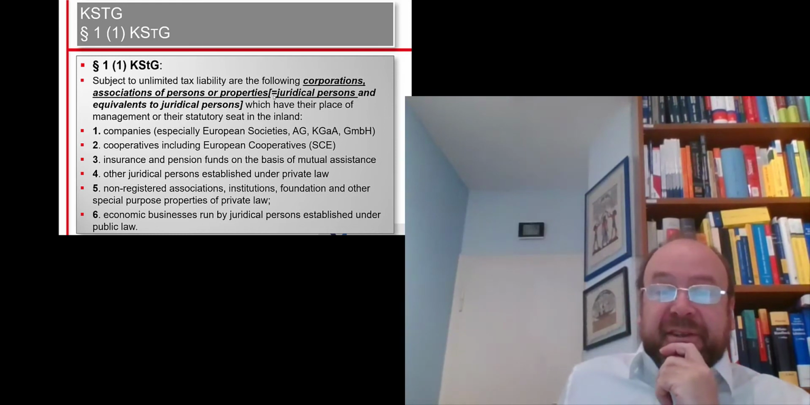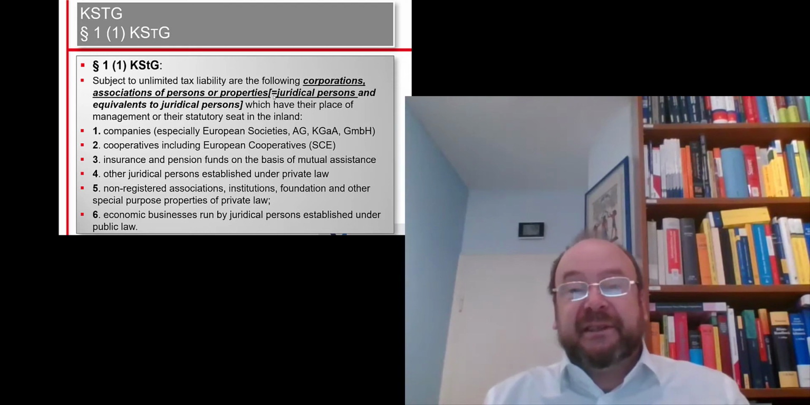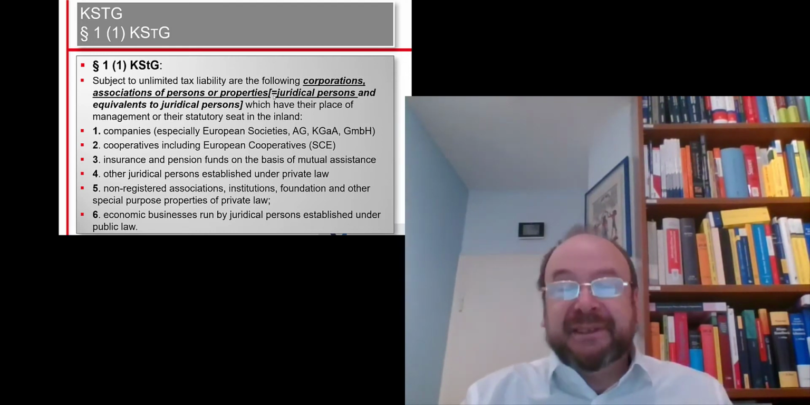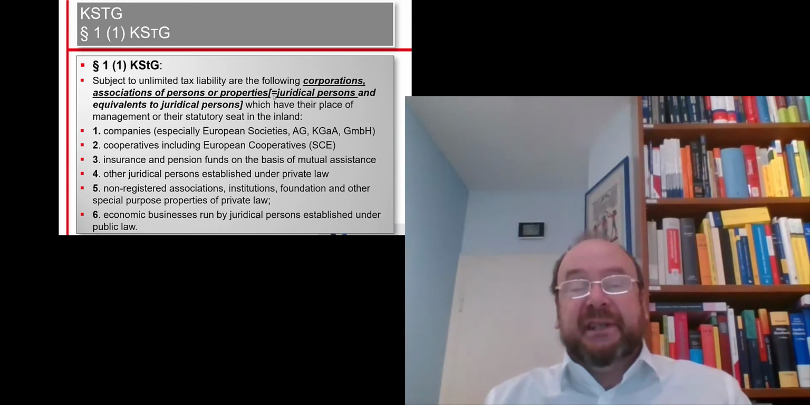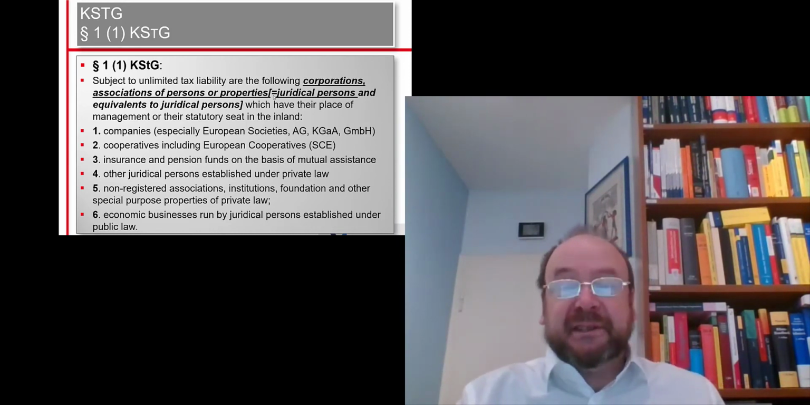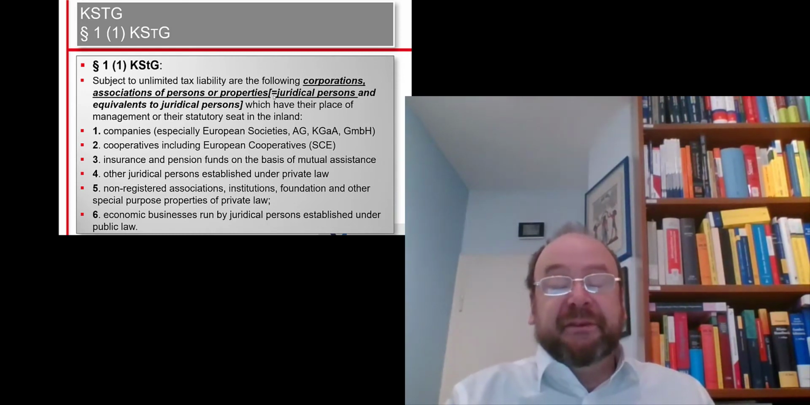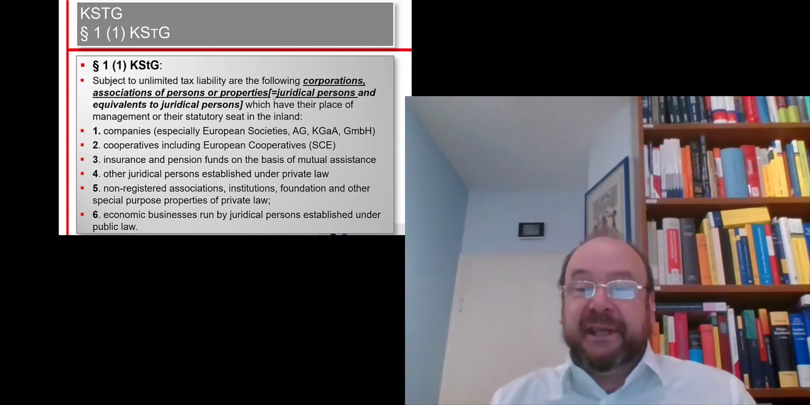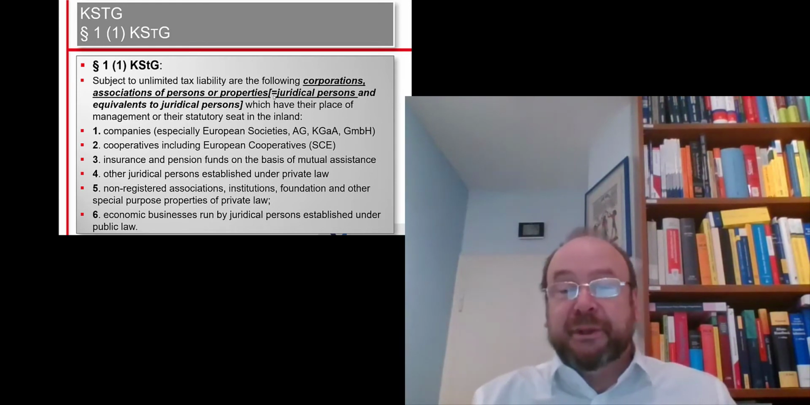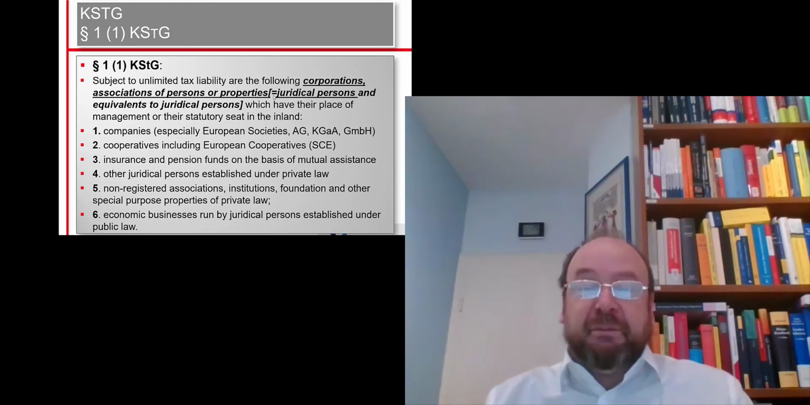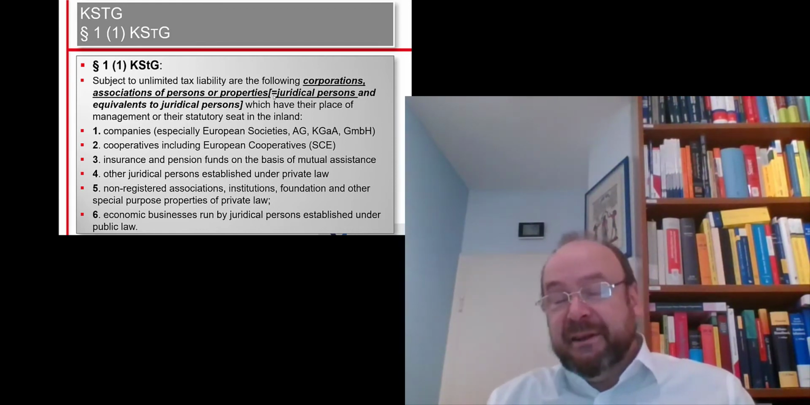For the corporations, the same is laid down in section 1 of the corporation tax act, paragraph 1, or paragraph 1, section 1 would be rather more the German way to cite it. Subject or subjected to unlimited tax liability are the following corporations, associations of persons or properties. That is a kind of way to say juridical persons and entities which are treated like juridical persons, if they have their place of management or their statutory seat, so registered office, in the inland.